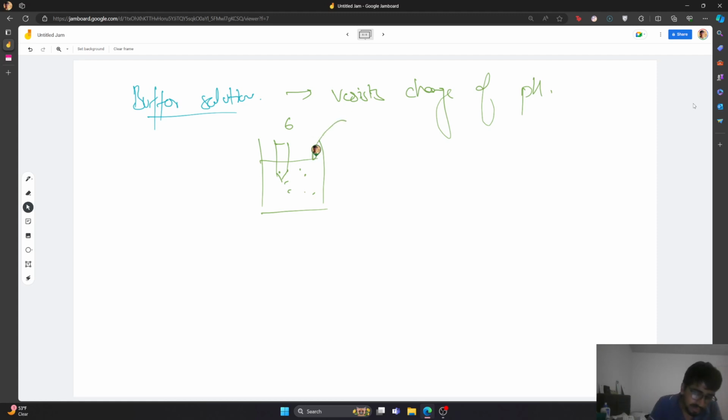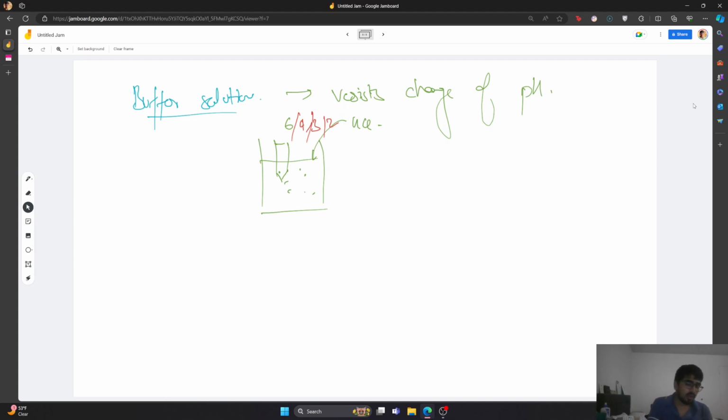In this, you add some strong HCl. Of course, you will quickly see that the pH drops very quickly to 4, 3, maybe even lower, 2 point something, very quickly. As soon as you add even 5 drops or 2 drops, it will immediately drop.